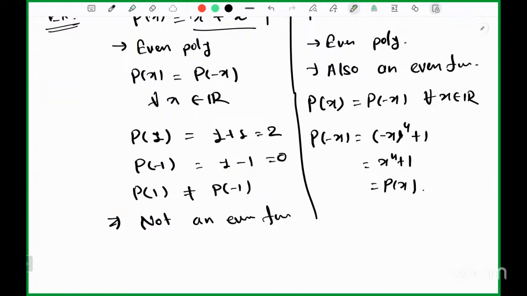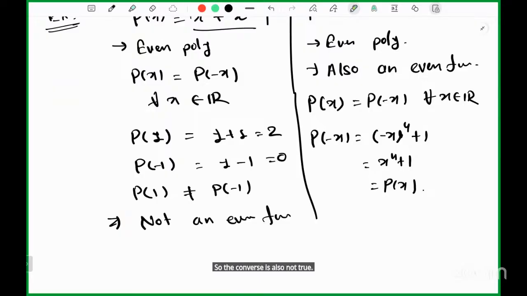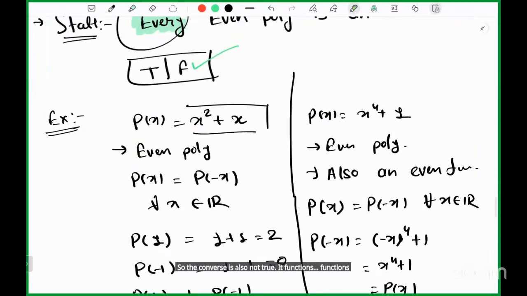Ma'am, for the even function, can you give an example with an even polynomial? So, even functions consider several types of functions. You can take sine, cos, and all those things, right? Those are not polynomials. So the converse is also not true, right? Functions need not always be a polynomial.